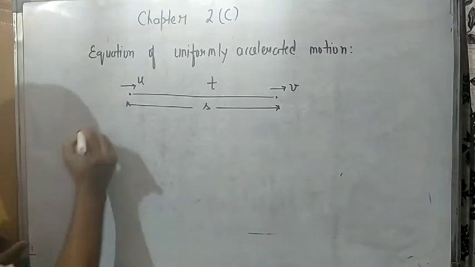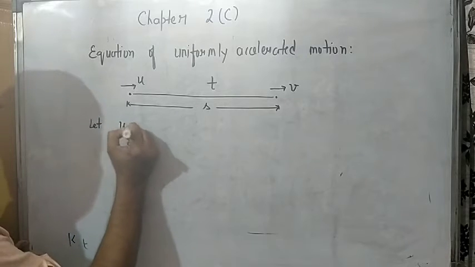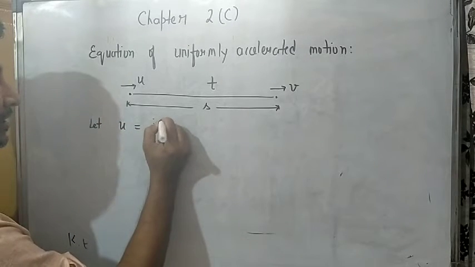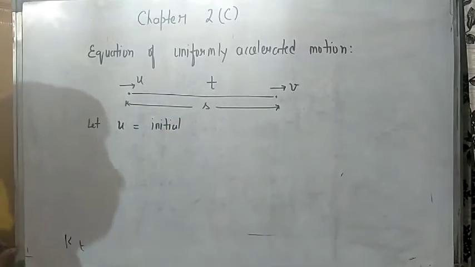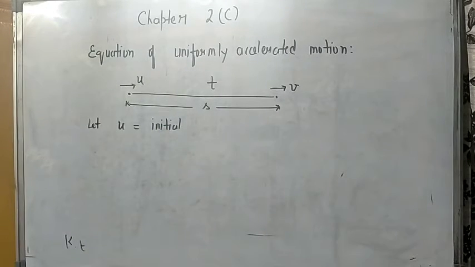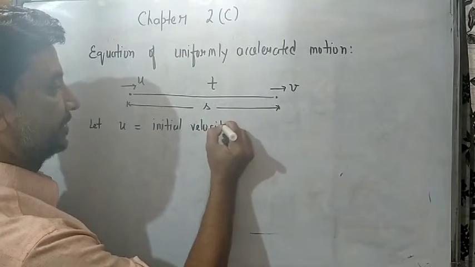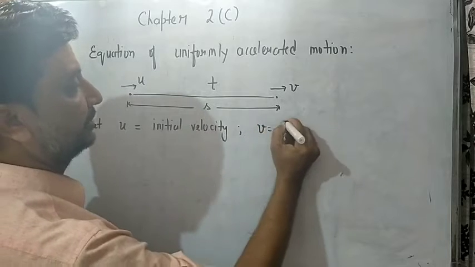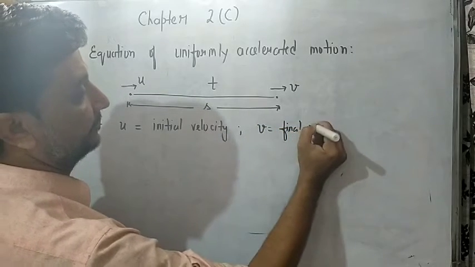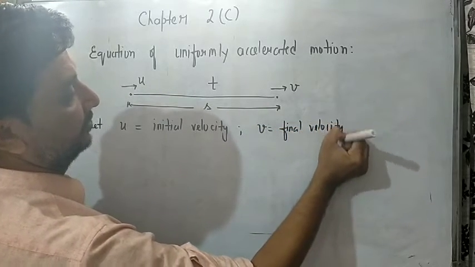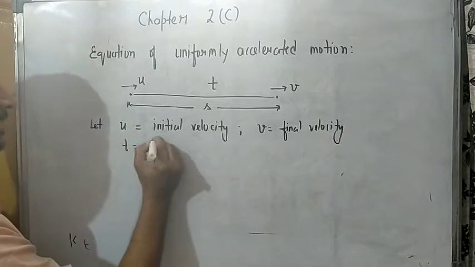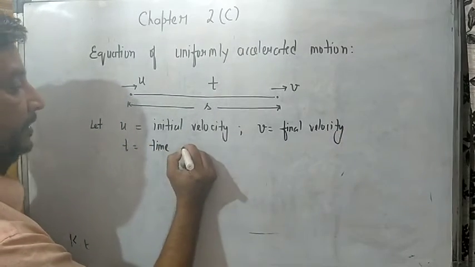So let u be the initial velocity, and v is the final velocity. t is the time elapsed.